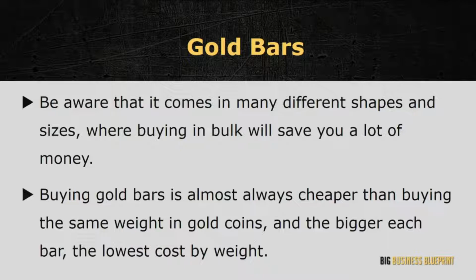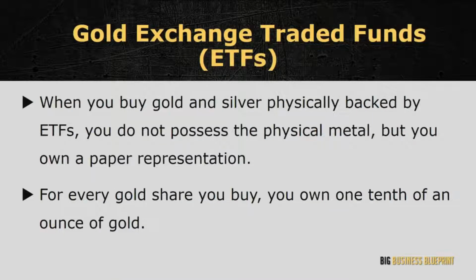Buying gold bars is almost always cheaper than buying the same weight in gold coins, and the bigger each bar, the lowest cost by weight. Depending on your local tax regime, you can reduce or completely avoid paying sales tax or VAT by buying gold bars instead of coins. Moving on to gold ETFs. As mentioned in the previous module discussing silver investment techniques, when you buy gold and silver physically backed by ETFs, you do not possess the physical metal, but you own a paper representation.